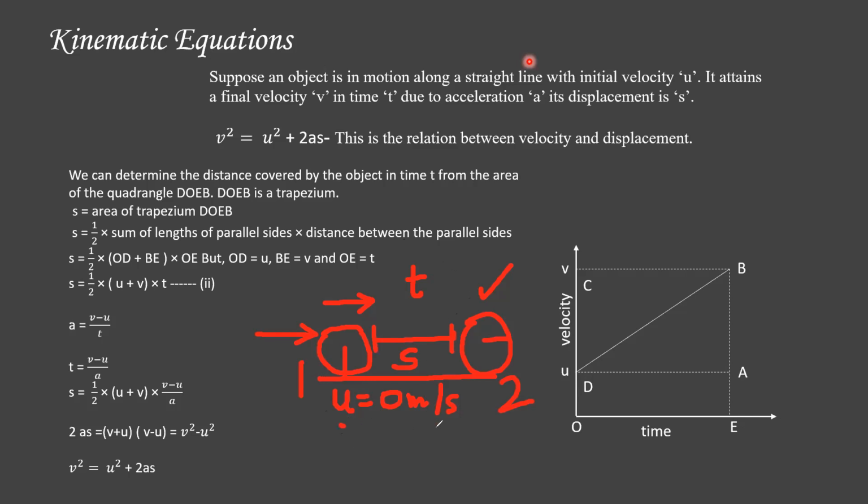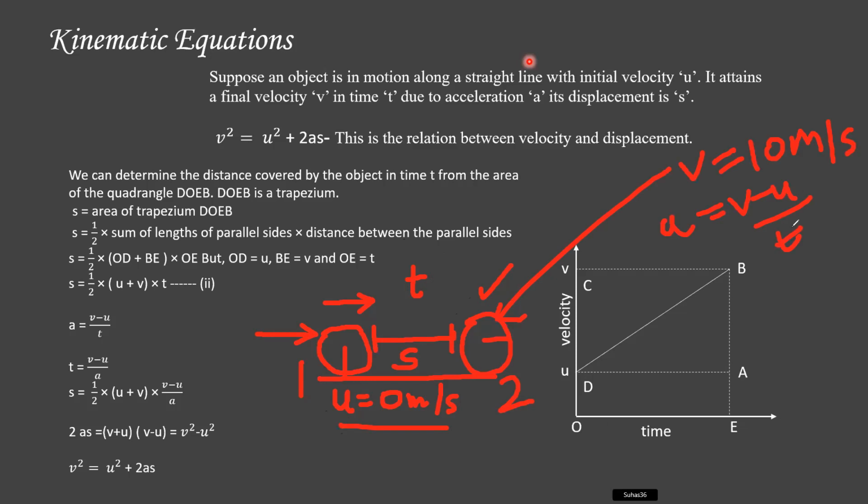Initial speed was 0 meters per second, and final speed, let's say, I'm going to write it over here. Let's say it attained the speed of 10 meters per second. So that is the final speed and the acceleration will be a is equal to v minus u by t. Let's say if it took 1 second to reach there, it is 10 meters per second squared acceleration. So this is our initial assumption.